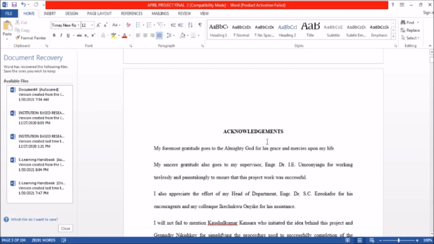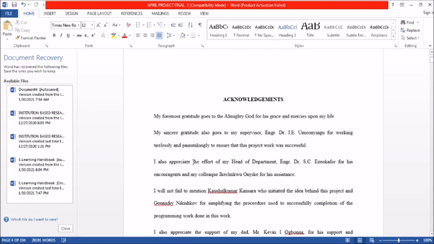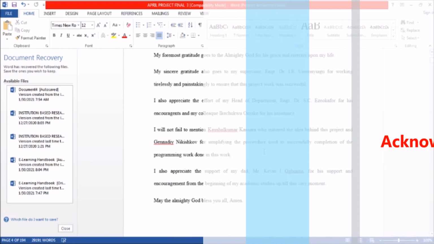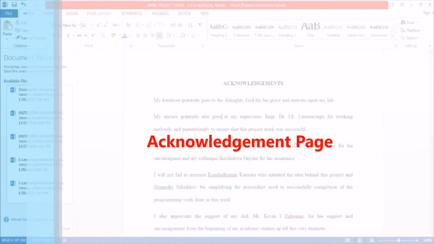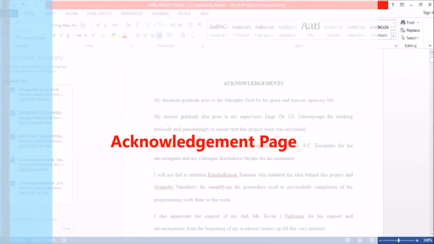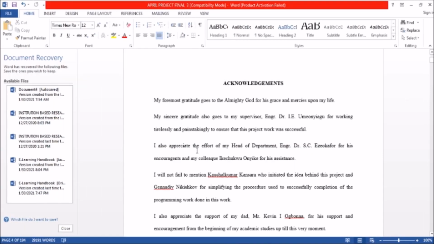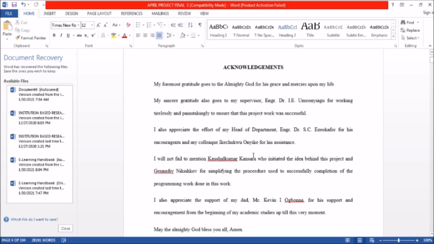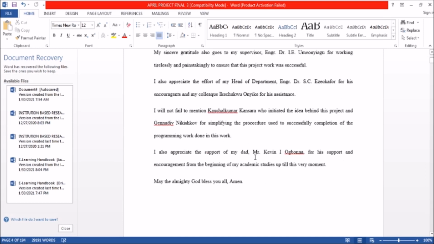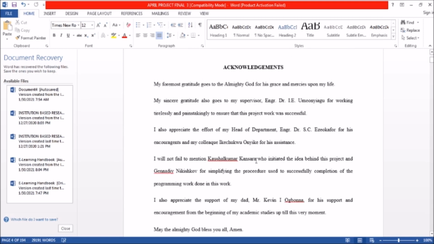So the next thing we need to look at is the acknowledgement. Under the acknowledgement, here you are expected to appreciate those who helped you or whose efforts contributed to the success of your project. So here you can start with appreciating God, appreciating your parents, your supervisor, your HOD, or any other lecturer who in one way or the other played a vital role towards the success of your project.